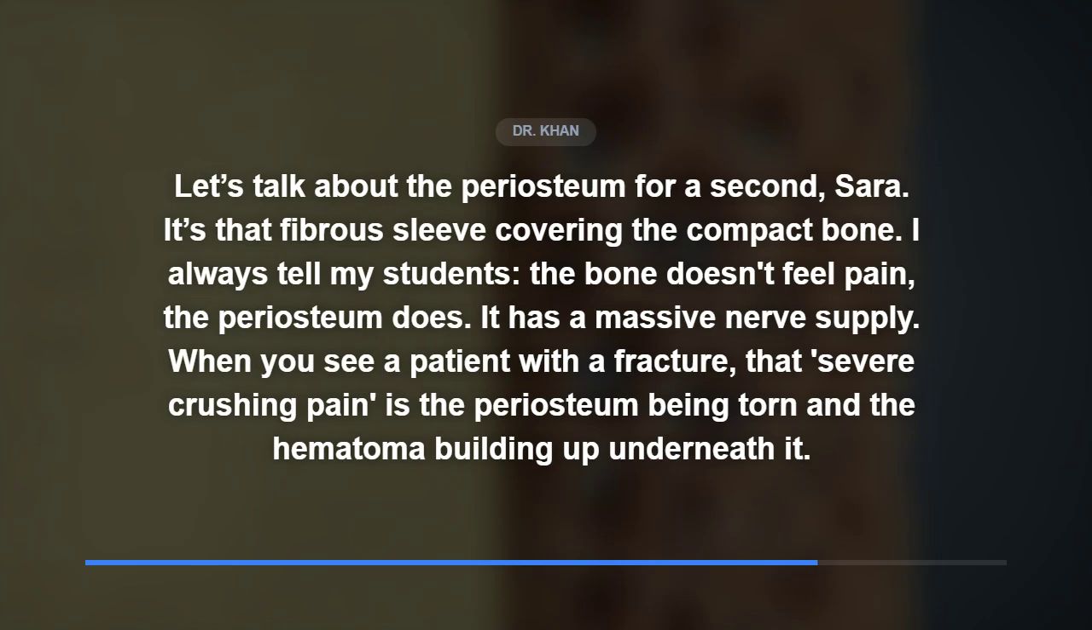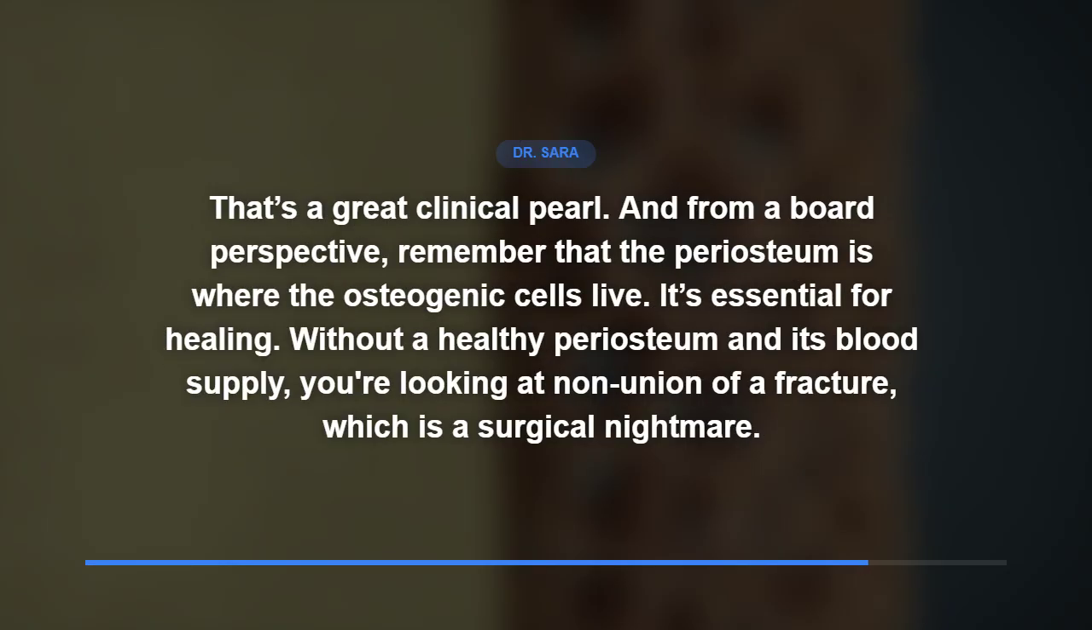Let's talk about the periosteum for a second, Sarah. It's that fibrous sleeve covering the compact bone. I always tell my students, the bone doesn't feel pain, the periosteum does. It has a massive nerve supply. When you see a patient with a fracture, that severe crushing pain is the periosteum being torn and the hematoma building up underneath it. That's a great clinical pearl.